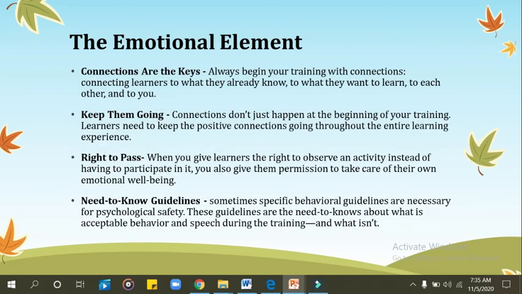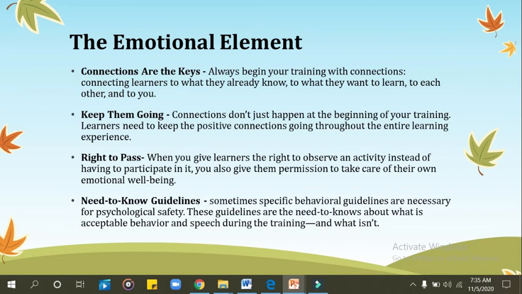Last but not least, the emotional element. You already know that real learning only takes place when learners make positive emotional connections with the content and each other. So the following are the positive learning experiences that you can provide to your trainees. We have connections are the key. Creating psychological safety during training is crucial for a positive emotional climate.